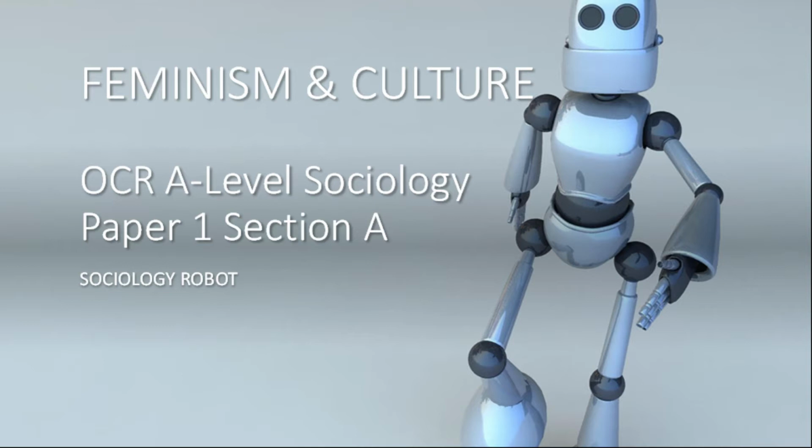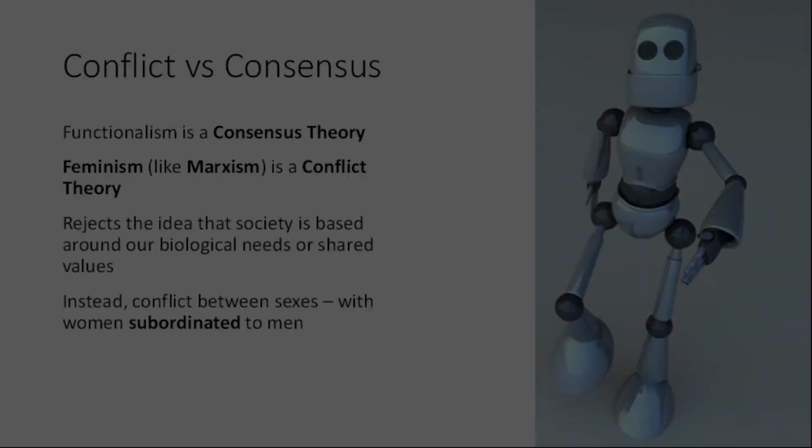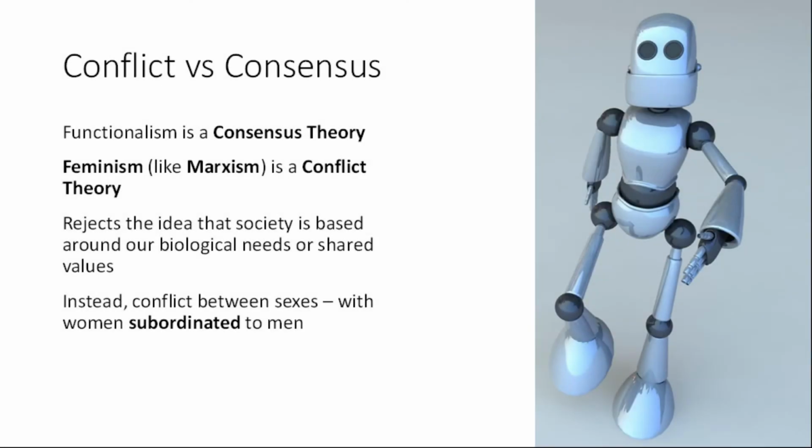Hello and welcome to the 5th video lecture on OCR A Level Sociology Paper 1, looking at feminism and culture. In the previous lectures, we looked at the difference between conflict and consensus theories of society. Functionalism is a consensus theory that focuses on the things we all share. Marxism is a conflict theory that focuses on what divides us. And feminism is a different conflict theory.